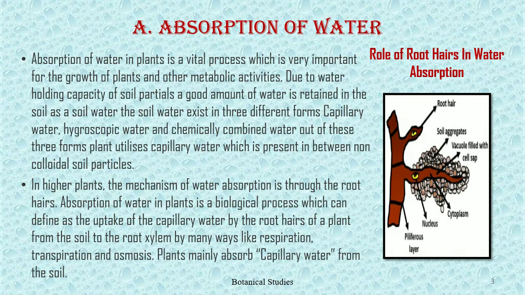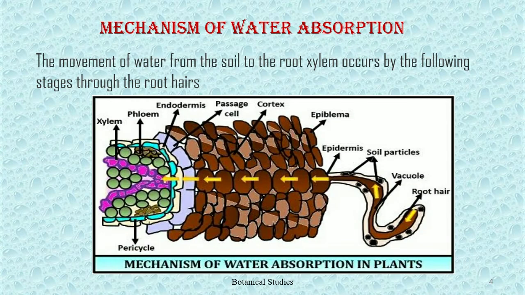In higher plants, the mechanism of water absorption is through the root hairs. Absorption of water in plants is a biological process which can be defined as the uptake of capillary water by the root hairs of a plant from the soil to the root xylem by many ways like respiration, transpiration, and osmosis. Plants mainly absorb capillary water from the soil.